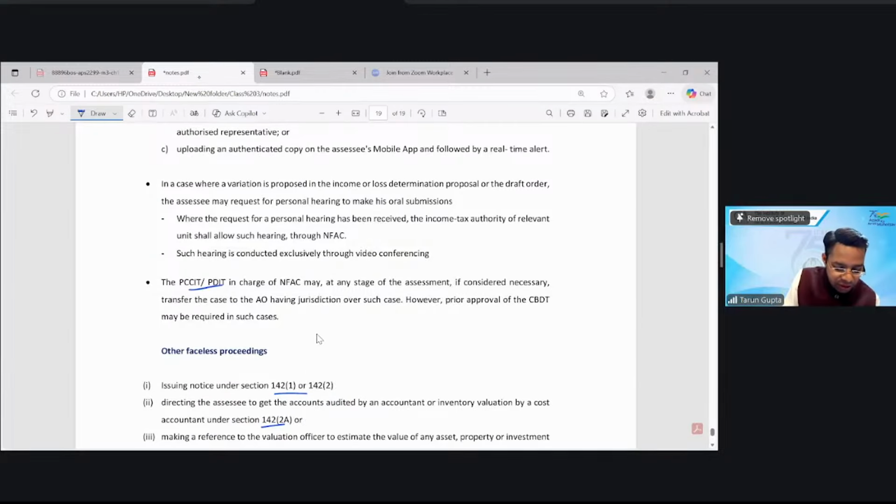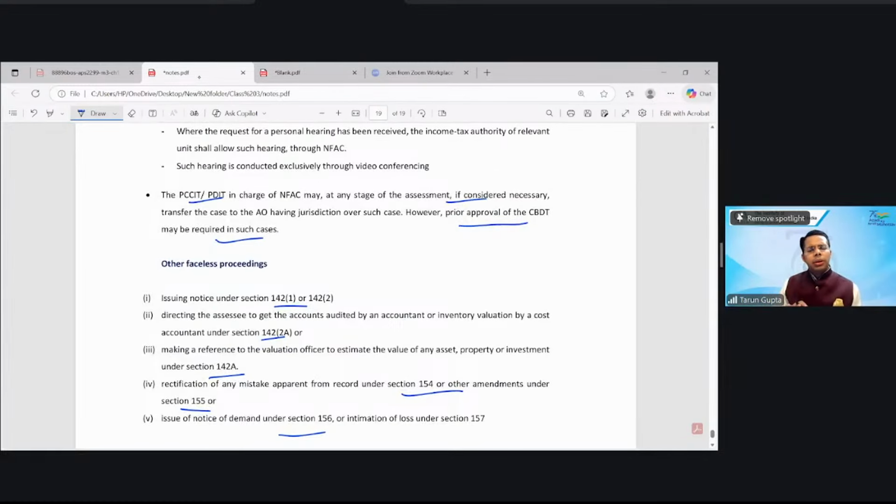And the chief commissioner or director at NFAC may at any time transfer the case to the jurisdictional tax officer for physical hearing. But for this, he needs the approval of CPDD. How prior approval of CPDD may be required.